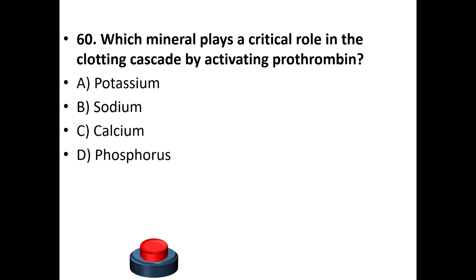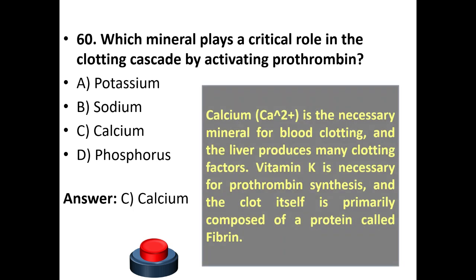60. Which mineral plays a critical role in the clotting cascade by activating prothrombin? Potassium, sodium, calcium, phosphorus. Which is the answer? Here the answer is C, calcium.